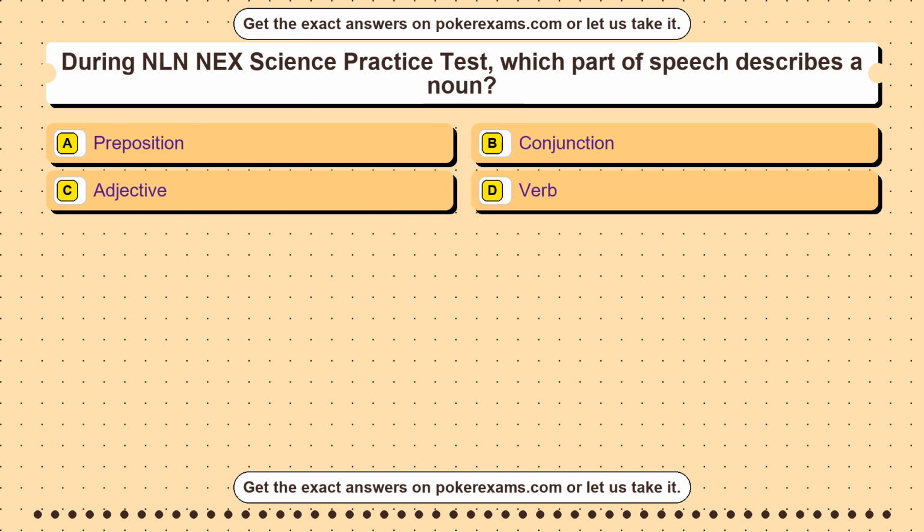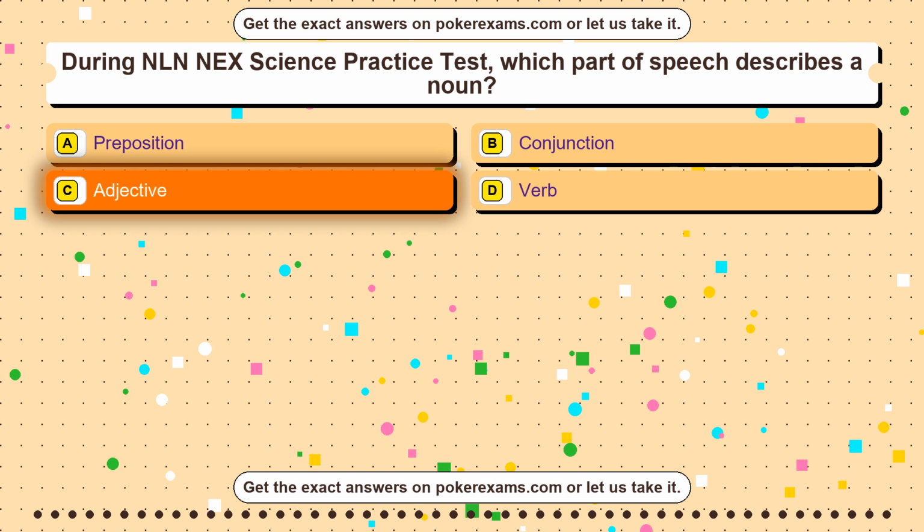Question 11. During get RLA practice test, which social studies skill checks whether a source can be trusted? Option A balancing reactions. Option B finding area. Option C evaluating credibility. Option D solving equations. The correct answer is option C.